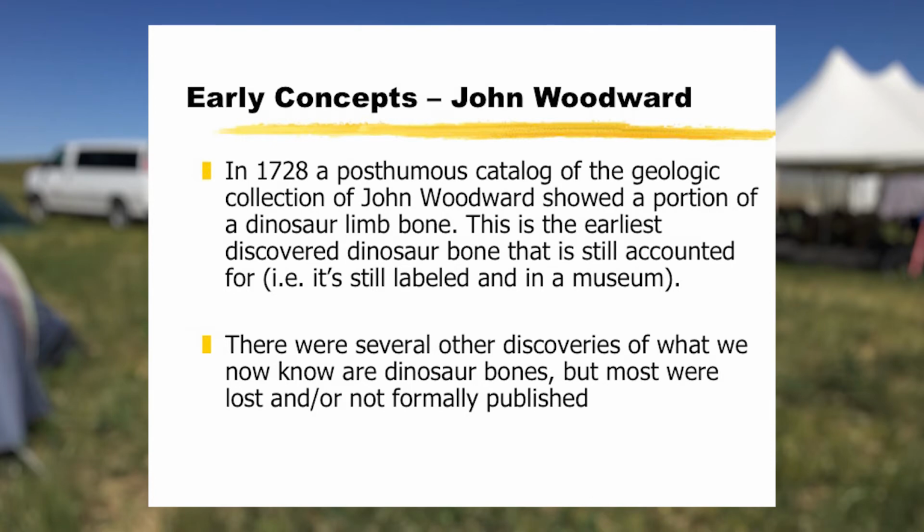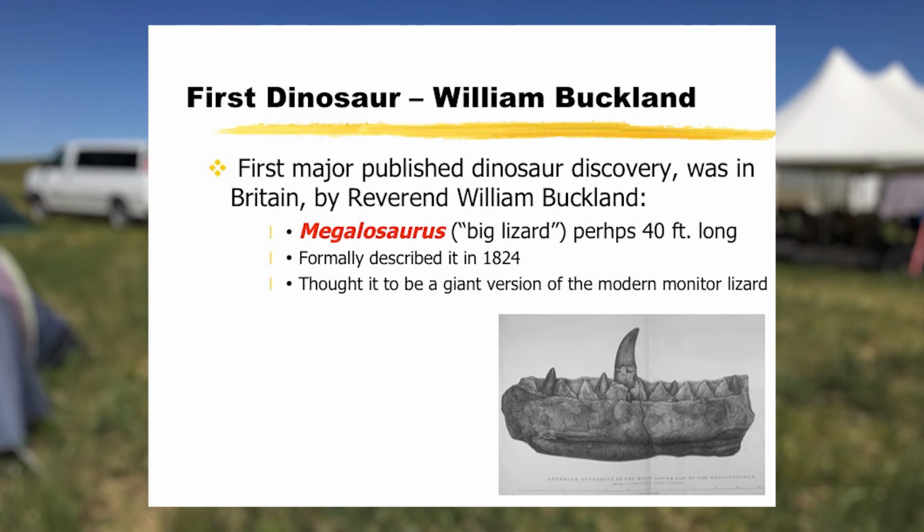In 1728, a posthumous catalog of the geologic collection of John Woodward showed a portion of a dinosaur limb bone. That's the earliest discovered dinosaur bone that is still accounted for. It's labeled and in a museum collection. There were several other discoveries of what we now know are dinosaur bones, but they were lost or were not formally published.